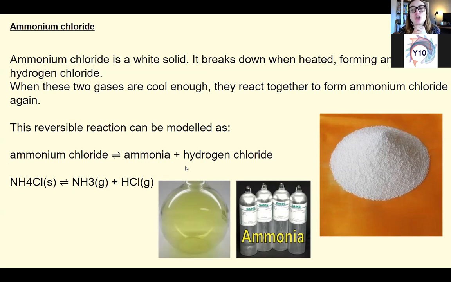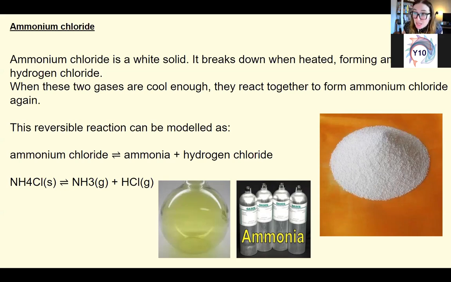Do you think that is an endothermic or an exothermic reaction, Year 10? So the forward reaction, based on what the description is on the board. Pop an answer in the Q&A anonymously if you want to. I'd like to see your name, but anonymously is fine too. Looking at what the description says, ammonium chloride is a white solid. It breaks down when heated, forming ammonia and hydrogen chloride. So is that exothermic, where heat is given out, or is that endothermic, where heat is absorbed? Really think about this, guys. Just because it says heat, it's not exo.